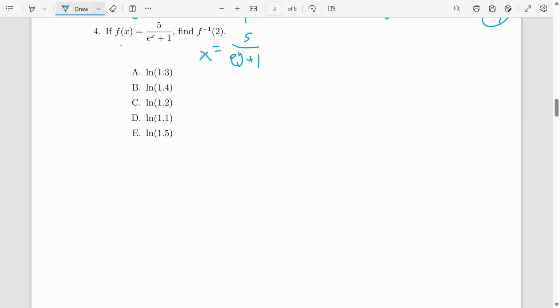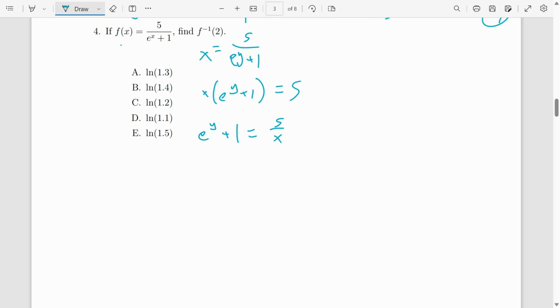So to start, I think we can multiply both sides by e to the y plus 1. So we get x times e to the y plus 1 equals 5. And then we can divide both sides by x to get e to the y plus 1 equals 5 over x.